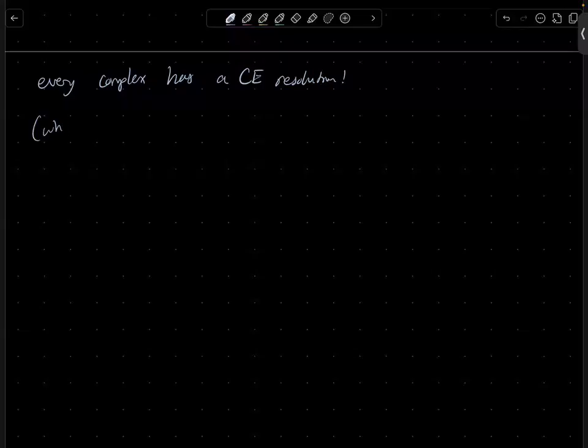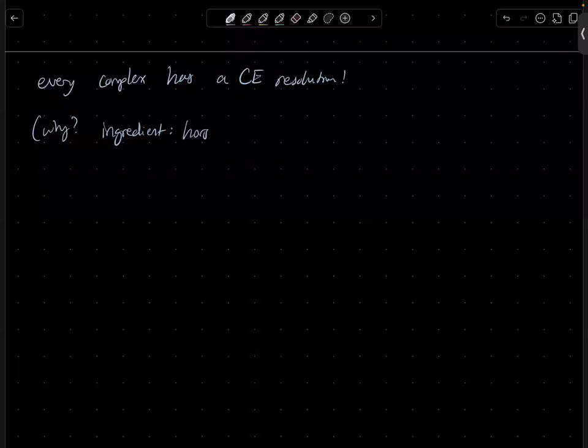So the special ingredient is the horseshoe lemma. So read about that. That's good.